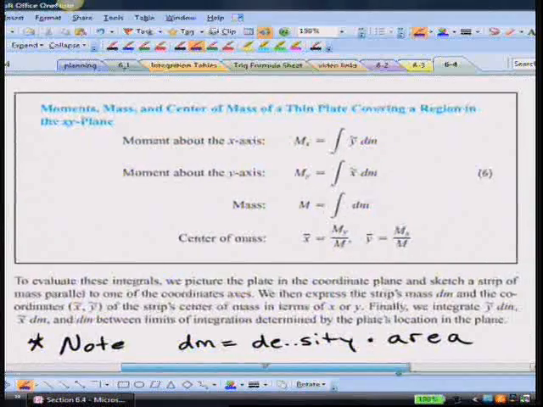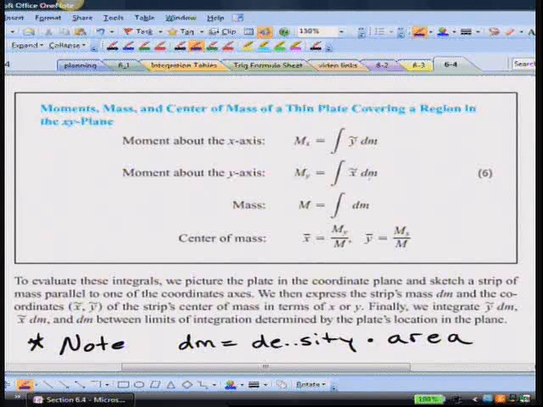Okay, and then this dm has to do with the area, which you calculate by taking the density and multiplying it by the area. And remember, your area in this case is just going to be length times width, where the width of your strip is either dx if you have a vertical strip or dy if you have a horizontal strip.